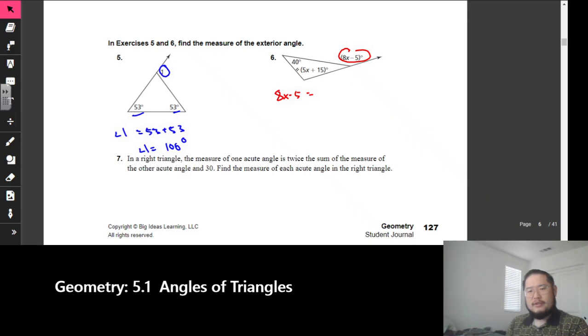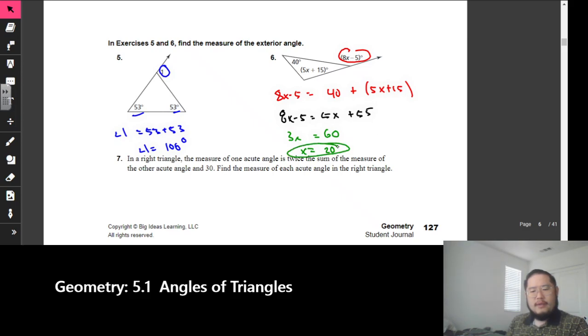That right there is equal to the two non-adjacent angles, which is 40, plus 5x plus 15. So go ahead and simplify this out so we can solve it. We got 8x minus 5 is equal to 5x plus 55. I'll subtract 5x from both sides, and I get 3x over here. Let me add 5 to both sides, and 3x is equal to 60. Divide both sides by 3, and x is equal to 20.